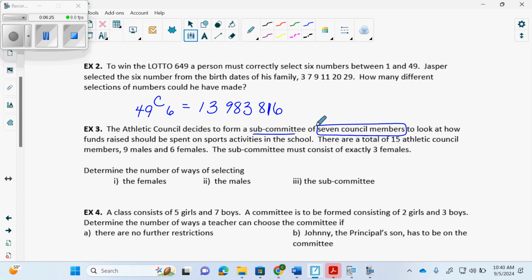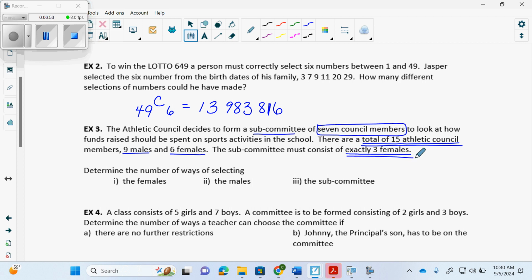So let's keep reading. So we have a subcommittee of 7 council members to look at how funds raised should be spent on sports activities in the school. There are a total of 15 athletic council members. There's 15 total. Of those 15, I need to pick 7. Of those 15, 9 are males, 6 are females. The subcommittee must consist of exactly 3 females. Determine the number of ways this can happen.